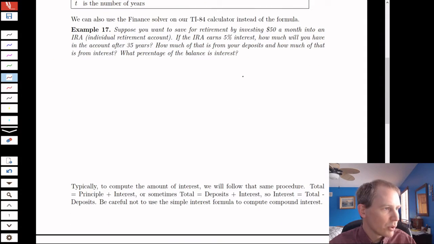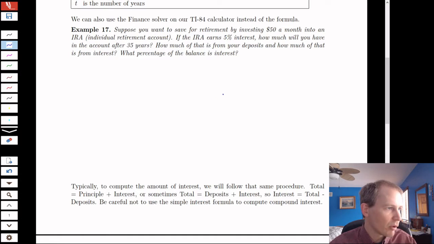Suppose you want to save money for retirement by investing $50 a month into an IRA, a retirement account. Suppose that the IRA earns 5% interest. How much are we going to have in the account after 35 years? How much of that comes from deposits and how much is from interest? And what percent of that ending amount came from interest? So we have a bunch of questions to answer here.